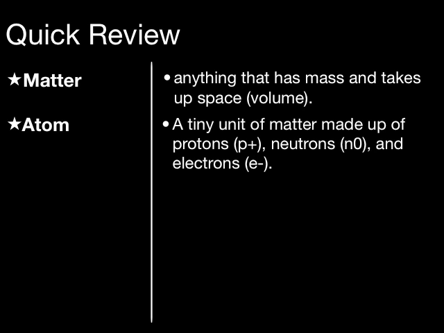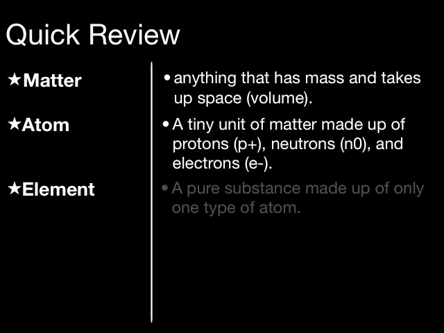For instance, atoms are very tiny units of matter that are made up of even tinier pieces of matter called protons, neutrons, and electrons. Now, if you get together a whole bunch of atoms that all have the same numbers of protons, neutrons, and electrons, you've got an element. An element is a pure substance made up of only one type of atom.